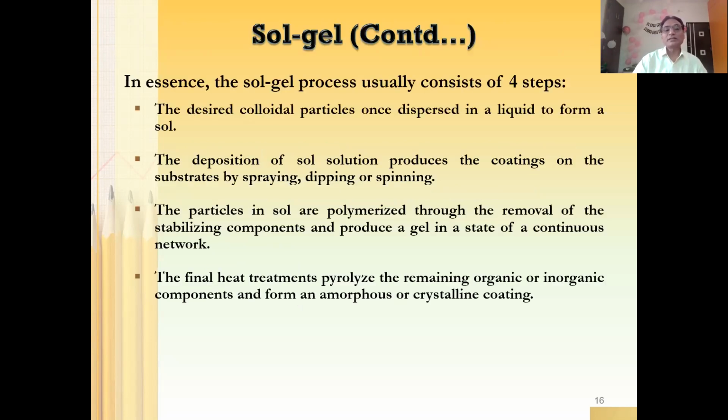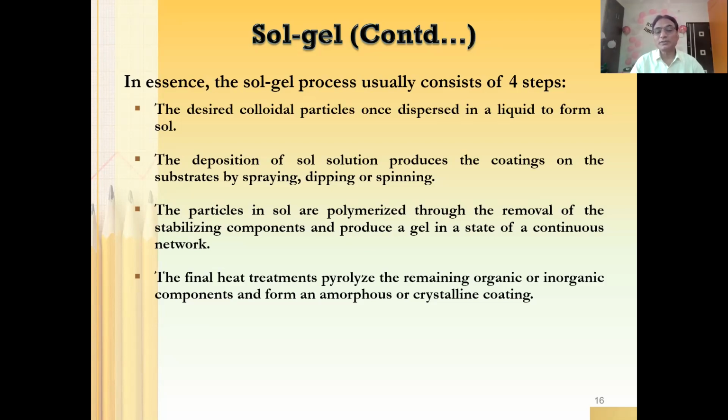Sol-gel process usually consists of 4 steps. Number 1, desired colloidal particles are dispersed in the liquid to form a sol. So what does it mean? It means that whatever desired particles you want to disperse in the liquid need to be in the form of a colloid. So we can call it a colloidal particle. Then the deposition of the sol solution produces a coating on the substrate by spraying, dipping, or spinning.